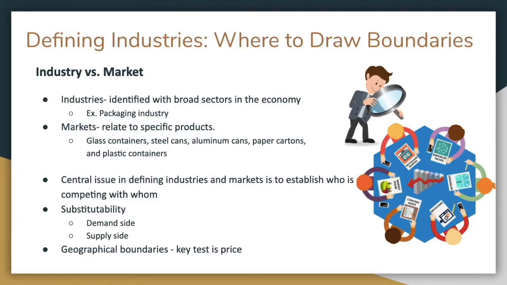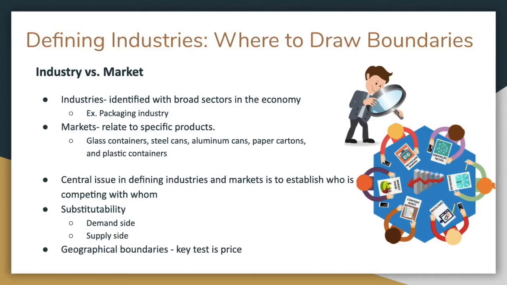Economists define an industry as a group of firms that supplies a market, which means that there is a close correspondence between markets and industries. So what's the difference between industry structure and market structure? The difference is that industry analysis looks at industry profitability being determined by competition. Typically, industries are identified with relatively broad sectors, whereas markets relate to specific products. As mentioned in the textbook, the broad sector is the packaging industry, which competes in many distinct product markets, such as glass containers, steel cans, aluminum cans, paper cartons, and plastic containers.